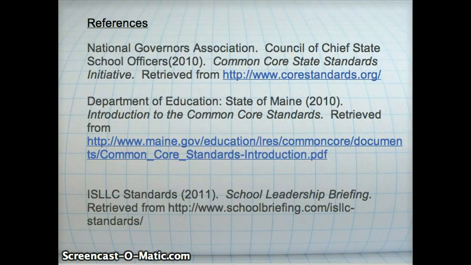This final slide shows my references I used for this presentation. First website I used a lot for the standards themselves and information about the standards, www.corestandards.org. The next website I used was from the Department of Education in Maine, which has already implemented the Common Core standards. And finally is the ISLLC standards for administrators.